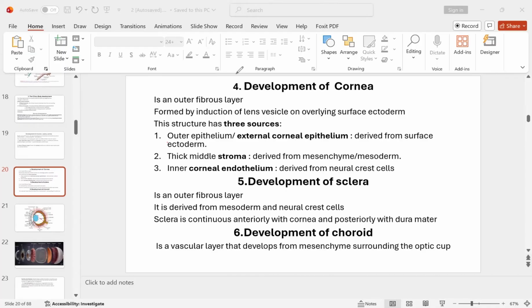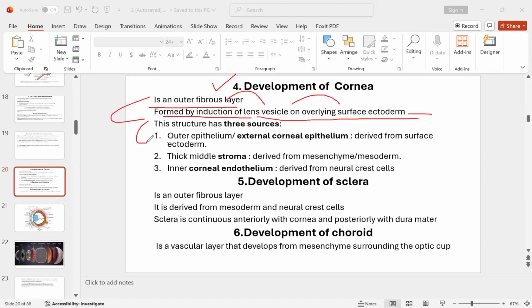So let's now start the development of cornea. Cornea is an outer fibrous layer. As I mentioned in the first lecture, the cornea and sclera together make up the outer fibrous layer of the eyeball. So let's now discuss the formation of cornea. Cornea is formed by the induction of the lens vesicle on the overlying surface ectoderm. This step is similar to the formation of the lens placode, in which the lens placode was formed by the induction of the optic vesicle on the overlying surface ectoderm.